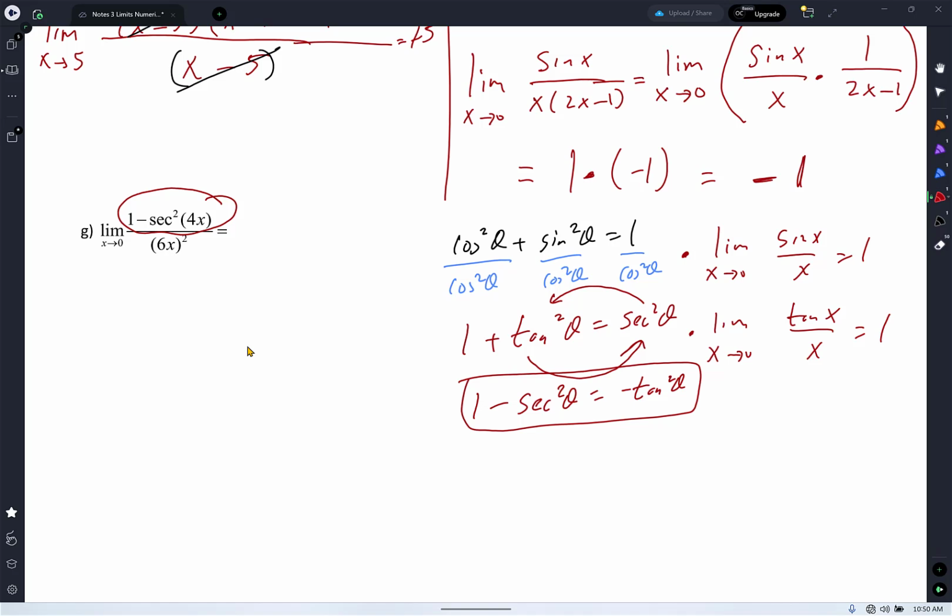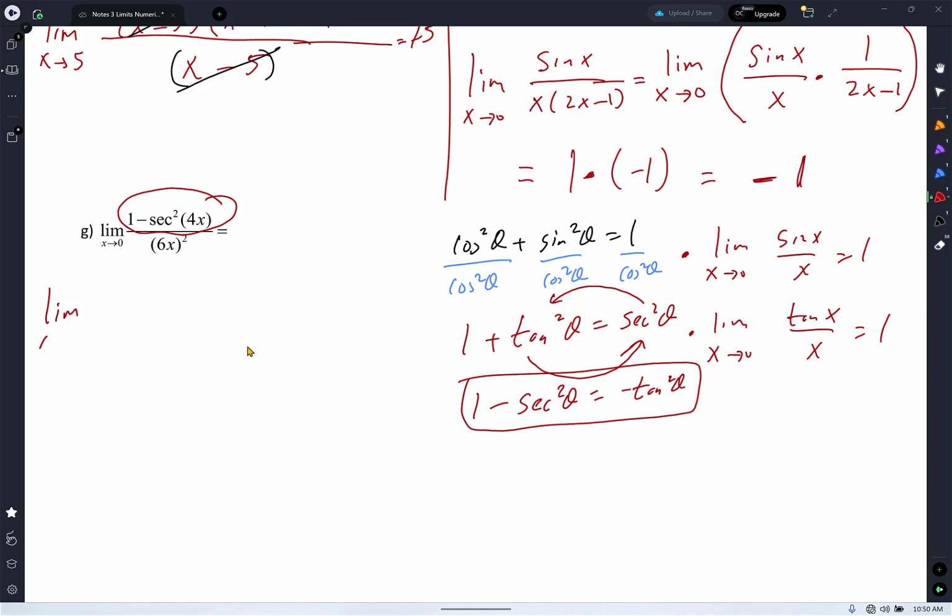Are we ready? Here we go. The whole point is, you can't do direct substitution. You get 0 over 0. And the only hacks you know are sin x over x and tan x over x. There's not going to be a sine on this one, so you want the tan because you get a tan in there.